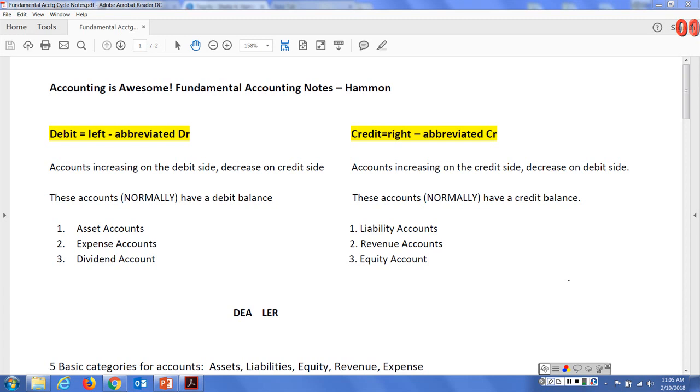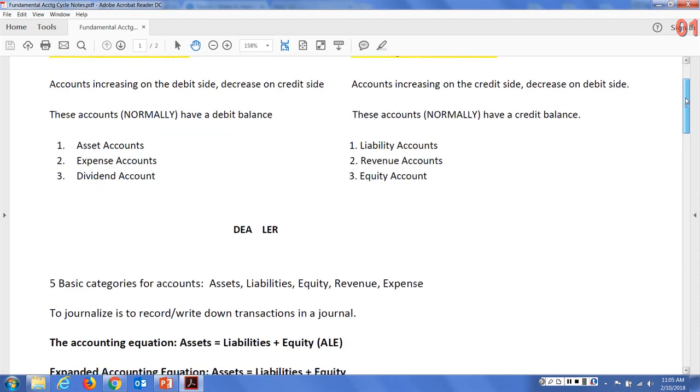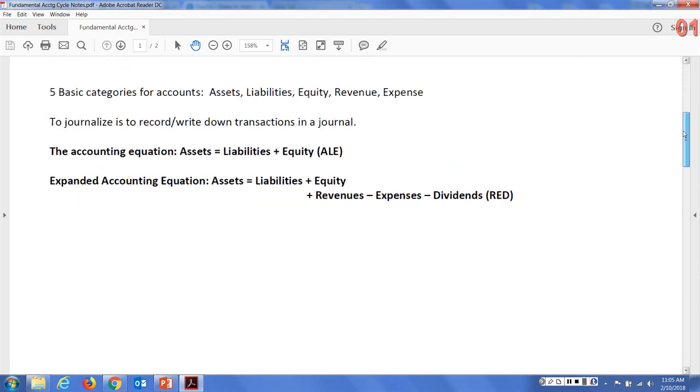Those accounts that have a normal credit balance are liability, revenue, and equity accounts typically, and the same information follows with that. One simple way to help remember that is DEALER, so that's just picking up the first letter of each word there you see on the screen. That might help you to remember that. So if it does, just use it. If it doesn't, just disregard it.